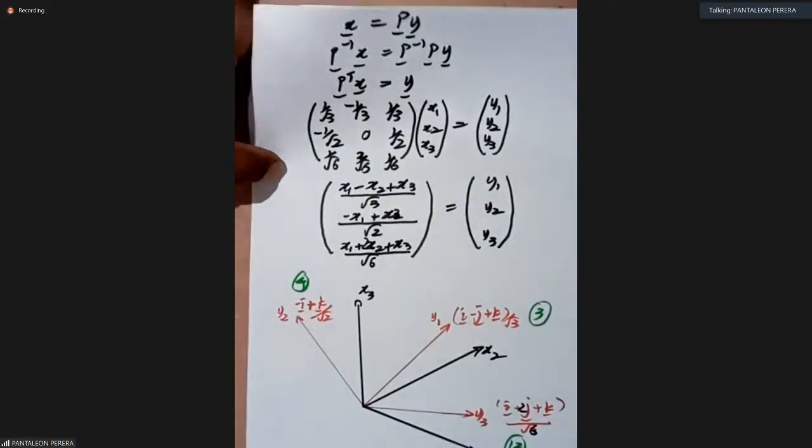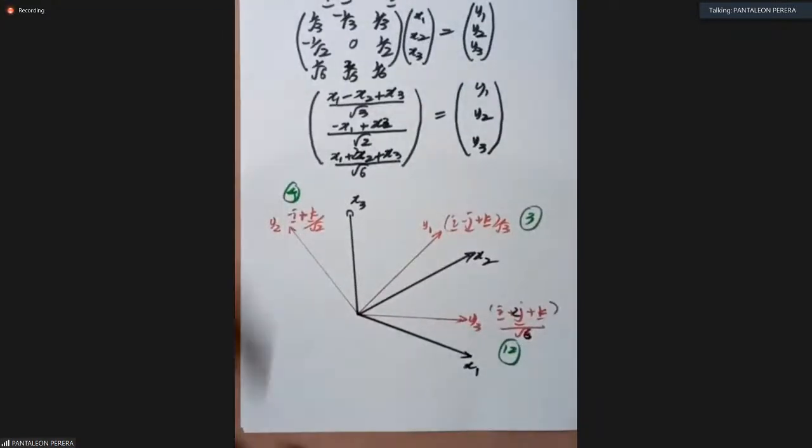I'll give a little note here. Take the D operator. The D operator is this.